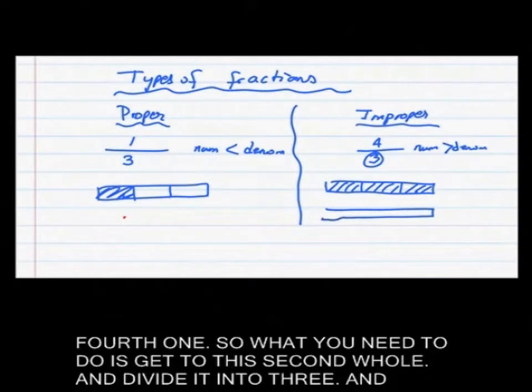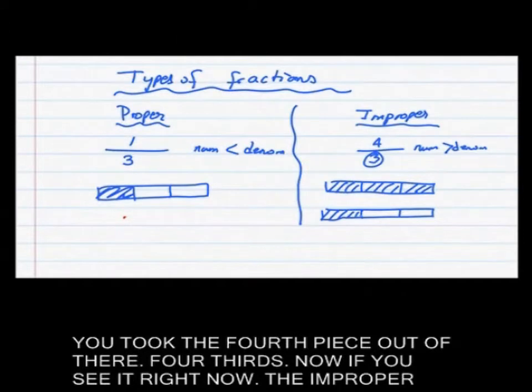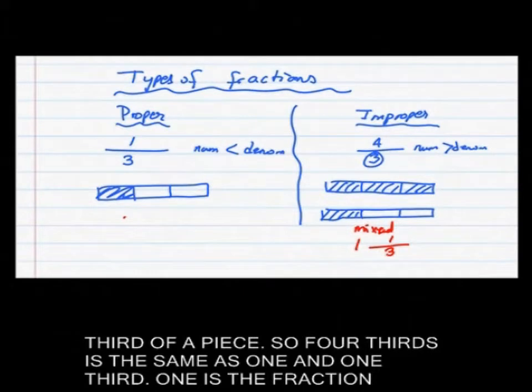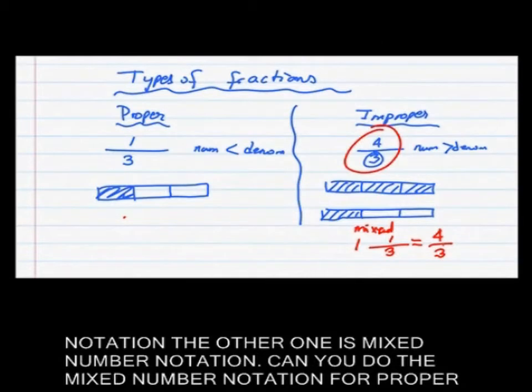So what you need to do is get to the second whole and divide it into 3, and you took the 4th piece out of there: 4/3. Now if you see it right now, the improper fraction can also be represented as a mixed number, because you have one whole piece and 1/3 of a piece. So 4/3 is the same as 1 and 1/3. One is the fraction notation, the other one is mixed number notation.